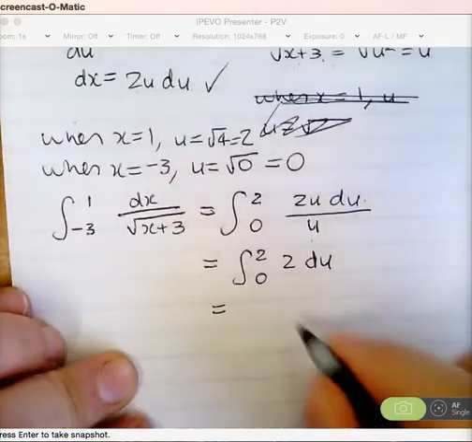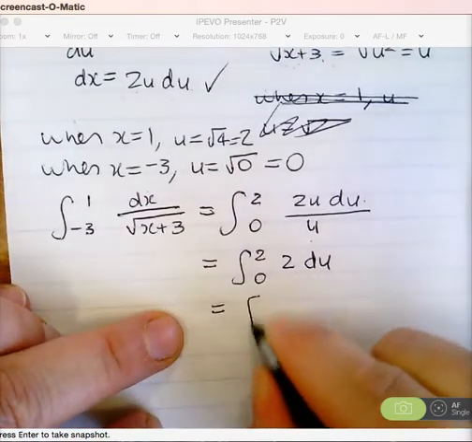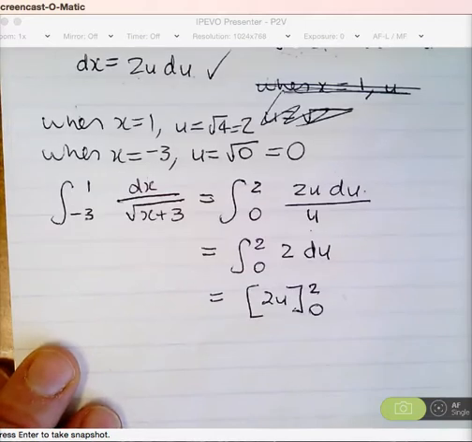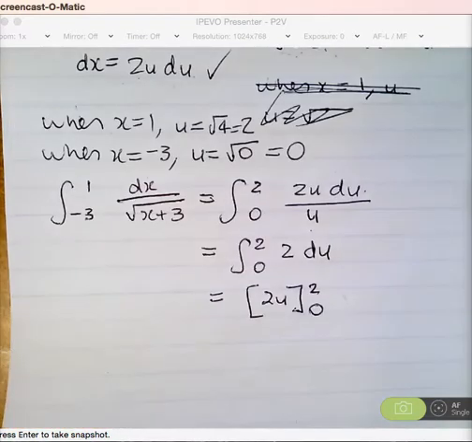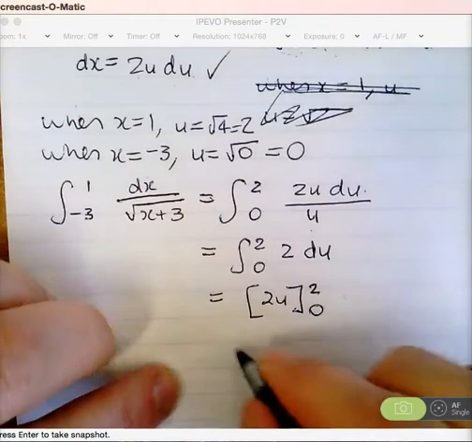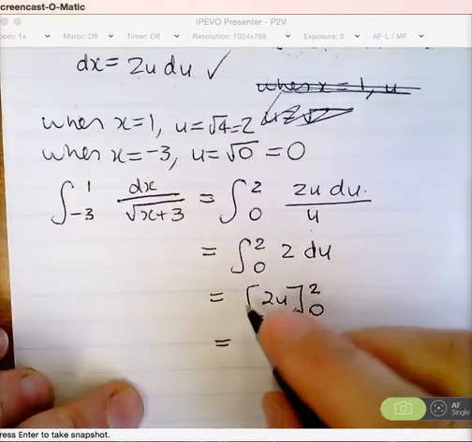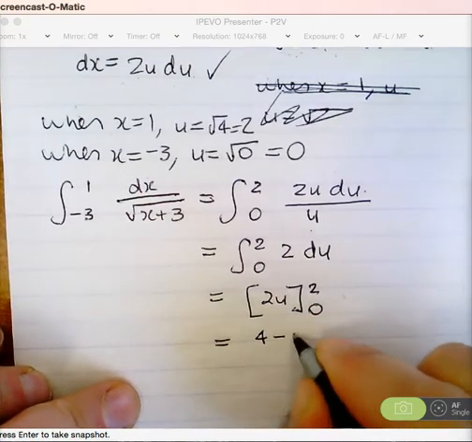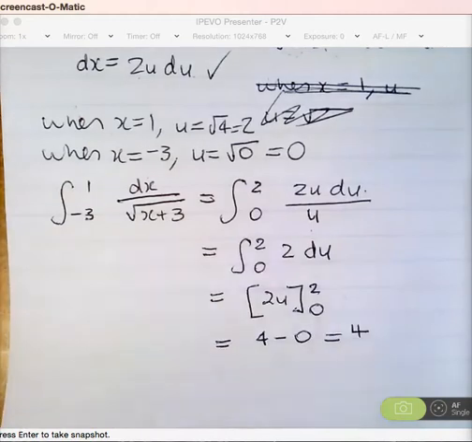What do you get when you integrate 2? You get 2u. If you integrate 2, you get 2u. Which is 4 minus 0, which is 4. Okay.